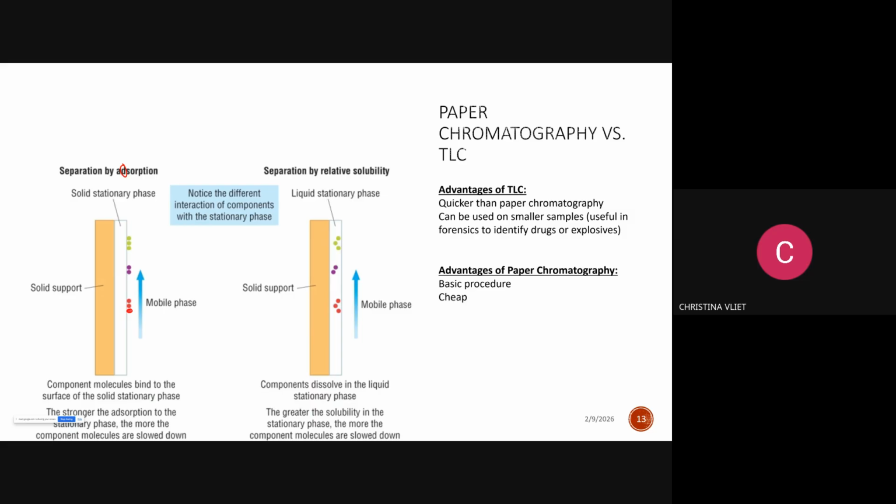You can, for example, use it in forensics to identify drugs or explosives. And so this would be used oftentimes in an actual lab. Paper chromatography is what you use more in your middle school, high school science classes. It's cheap, basic, and it gives you halfway decent results. You can get RF values off of it, but it's often not the best because it's cheap, basic, you're just using paper.